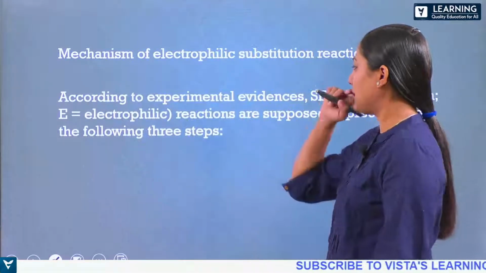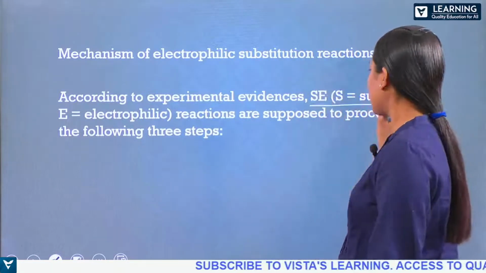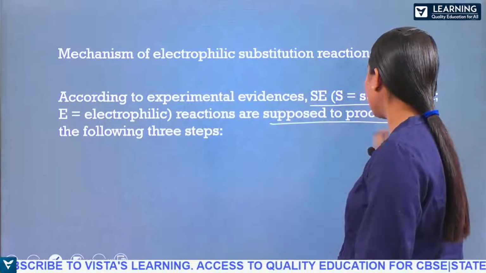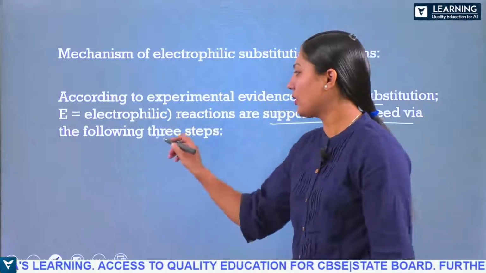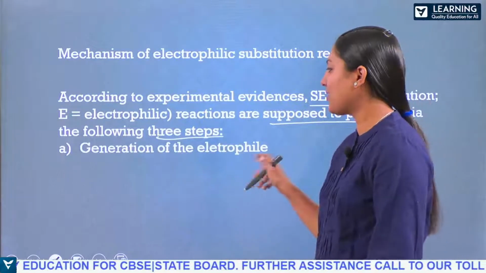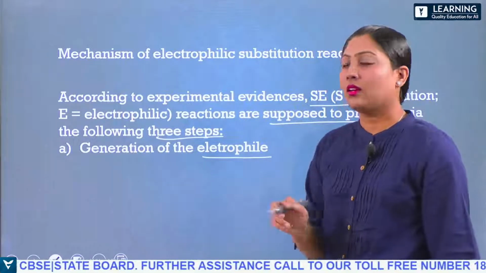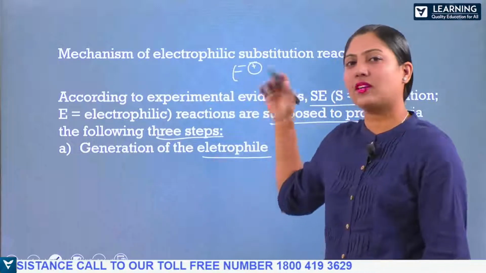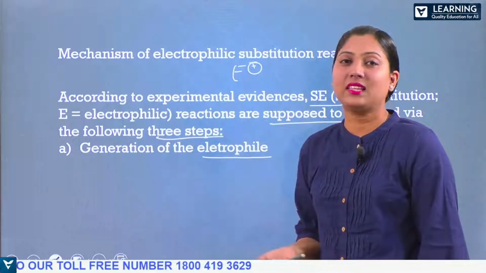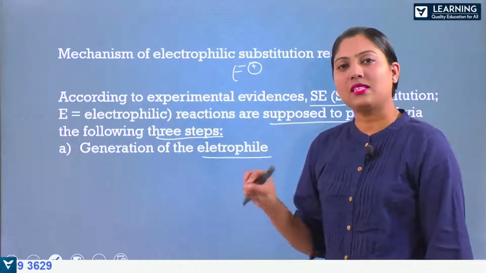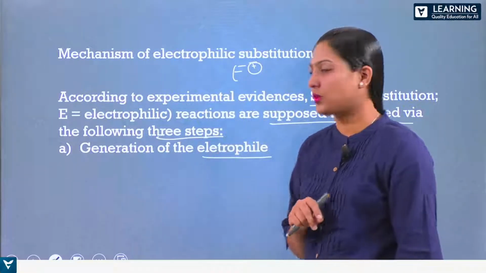So according to the experimental evidences, electrophilic substitution reactions are supposed to proceed via the following 3 steps. What are the 3 steps? The first one is generation of electrophile. We will not generally get this E plus. It will be in the combined form. We should generate the electrophile which we want to be substituted in place of hydrogen.